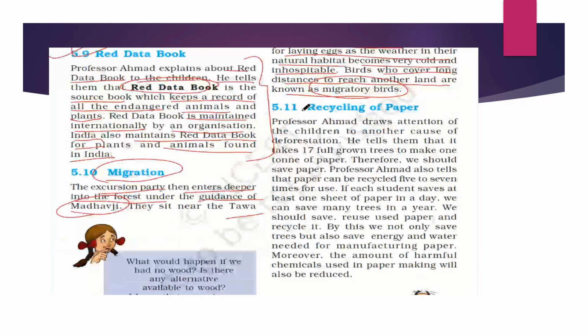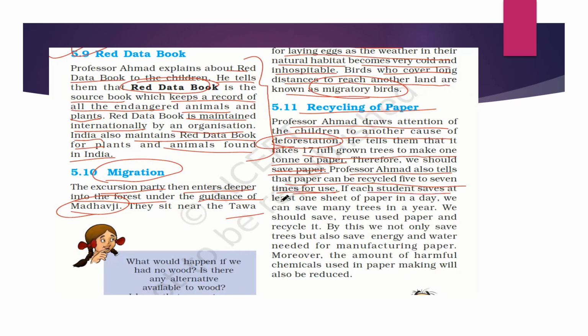Now, recycling of paper. Professor Ahmed draws the attention of the children to another cause of deforestation. He is telling that it takes 17 full grown trees to make 1 ton of paper. So therefore we should save paper. Professor Ahmed also tells that paper can be recycled 5 to 7 times for use. So whatever paper we are using, there are recycling factories where it can be recycled.